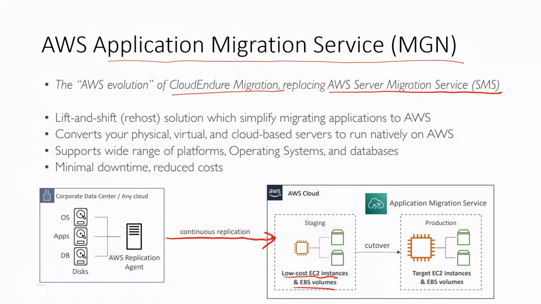If everything is working fine and the replication worked fine, then you just say, okay, it's production ready, so you can put it in the production EC2 instances and EBS volumes, which are much more powerful than your staging instances. That's how Application Migration Service works. You just do a lift and shift, or rehost, your particular solution that you have in your corporate data center or in any other cloud provider, and you put it on the AWS cloud. That's it, right? It supports a wide range of platforms, operating systems and databases. It has minimal downtime and reduced costs.